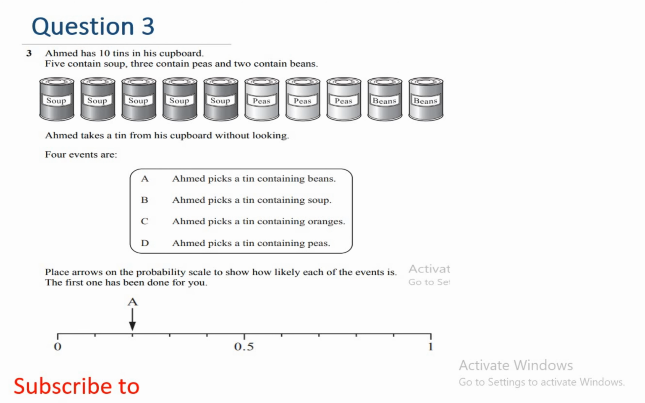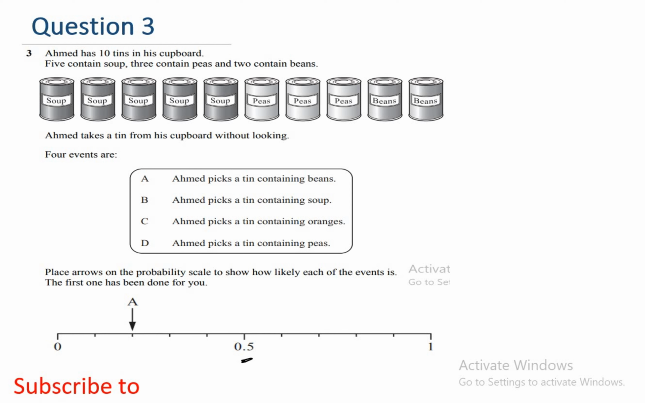For question number 3, Ahmed has 10 tins in his cupboard. 5 contain soup, 3 contain pears, and 2 contain beans. Ahmed takes a tin from his cupboard without looking. 4 events are: A. Ahmed picks a tin containing beans. B. Ahmed picks a tin containing soup. C. Ahmed picks a tin containing oranges. And D. Ahmed picks a tin containing pears. Place arrows on the probability scale to show how likely each of the events is. The first one has been done for you.